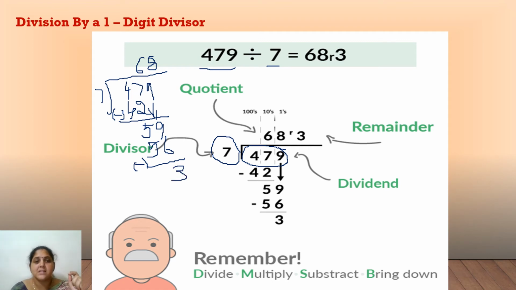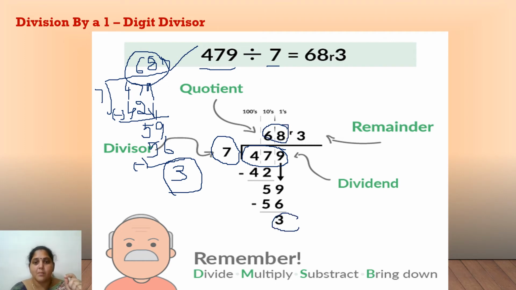So, 3 is less than 7. We can't divide further. So, we'll leave it there only. 3 will be your remainder. Always the down answer what you have got, it is known as remainder, and the number which we have written on the top, it is known as quotient. So what is our quotient? Quotient is 68, and what is our remainder here?